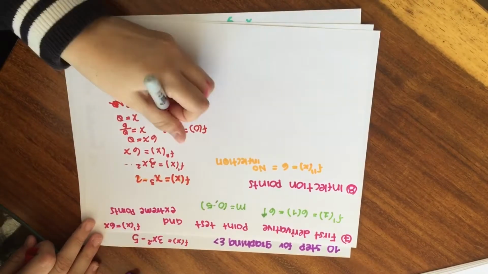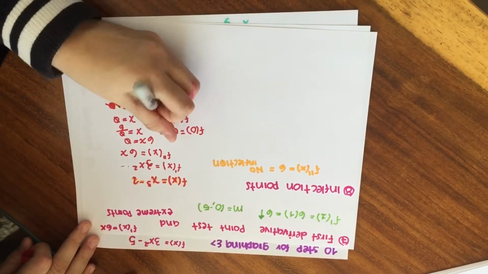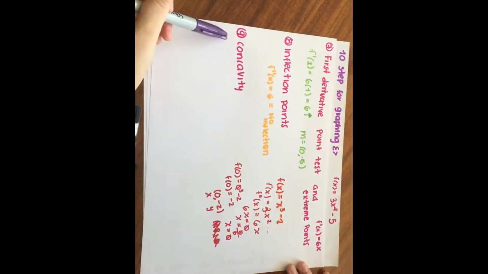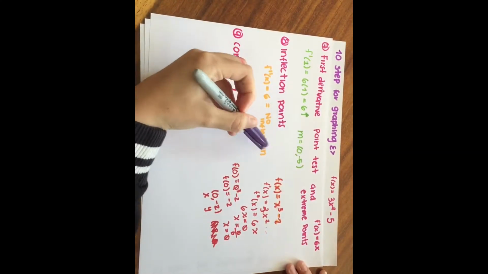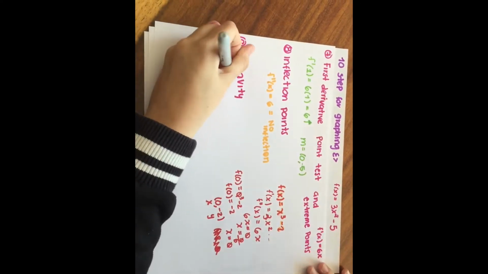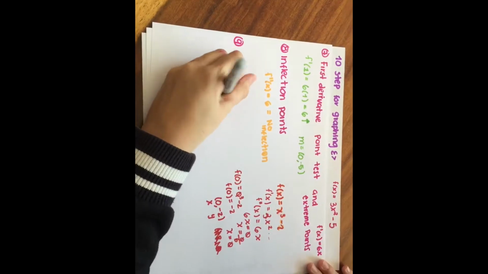So our inflection point will be, sorry, the other way around, (0, -2), x and y. Number 9, concavity. We don't have an inflection point, so here we won't get concavity. So here is no concavity.